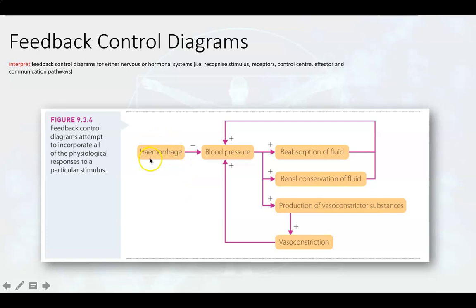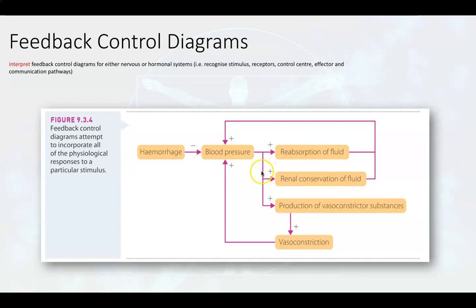So here we have the stimulus, which is hemorrhage, and that's this massive loss of blood within a short time frame. And what that's going to do is cause a decrease in blood pressure. And so negative feedback kicks in. What are we going to do to counteract that stimulus? Well, this is where the pluses come into it, to increase our blood pressure.